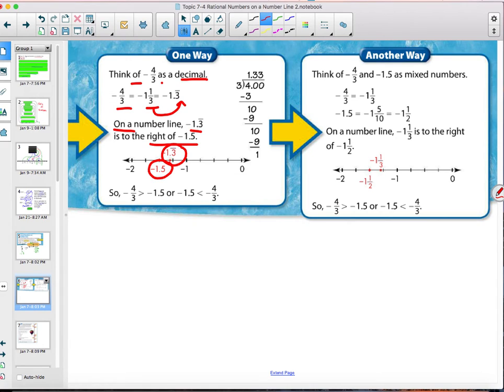Okay? You can also think of -4/3 and -1.5 as mixed numbers. And you could compare them that way. And then they show you how you turn them into mixed numbers and view them on the number line as mixed numbers. It's a little bit easier if you just convert them to decimals. Okay? Alright. Any questions related to that information?